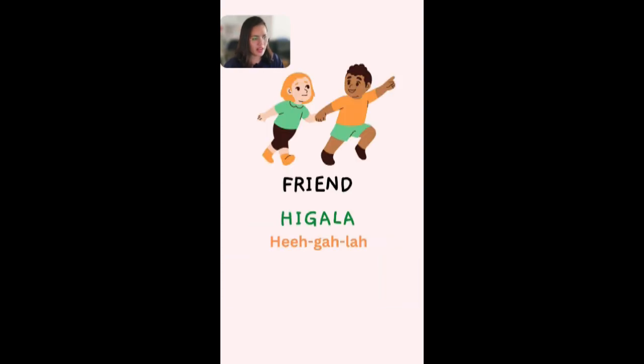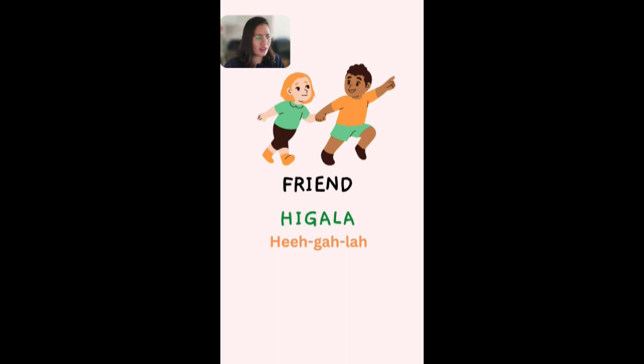Next one, we have friend. Friend is higala. I normally use higala so that I don't have to say amigo and amiga because it's gonna be too long for me to greet you guys. So, I just use higala. It means friend. In actual conversation in the real world, not so many are familiar with it, especially the Gen Zs. So, it's good to know this word so that you can also spread Bisaya to other youngsters.